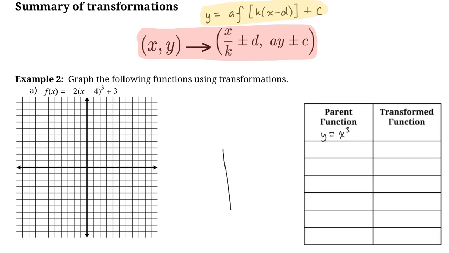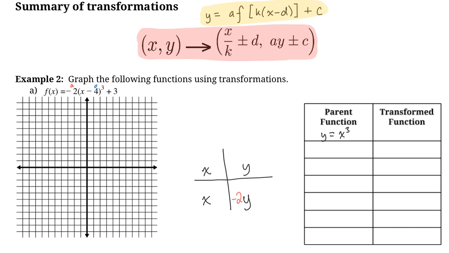So let's just make a t-table to organize how we're going to transform all of our x coordinates and our y coordinates. So our a value, we have our a value right here in front of our function, and our a value again affects our y coordinates. So since our a is -2, we're going to multiply all our y values, our y coordinates, by -2. So inside the brackets, inside our function, we're not multiplying x by anything, but we are doing x minus 4.